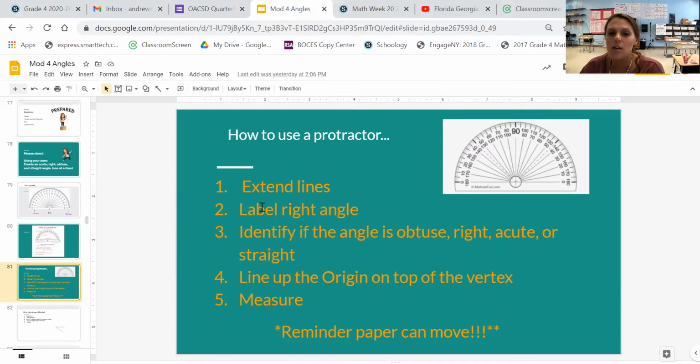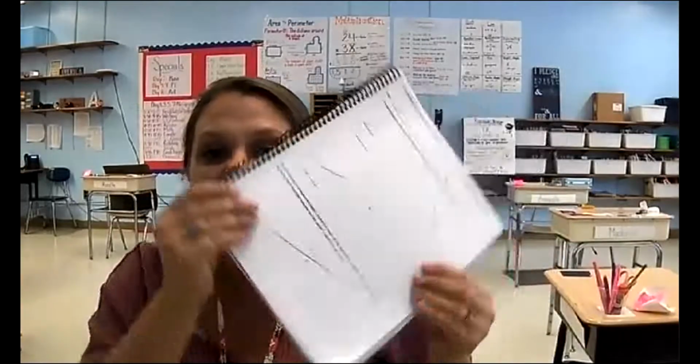We'll have to find our right angle, and I'll show you what I mean in a second. Like we did with our Post-it notes, label your right angle, and then we'll be able to identify if our angle is obtuse, right, acute, or straight. That will tell us if we're using the inner scale or the outer scale on our protractor. Then we line up our origin on top of the vertex of the angle, and then we measure it. Just a reminder, a lot of my students forget this, and it sounds so silly, but look, paper moves.